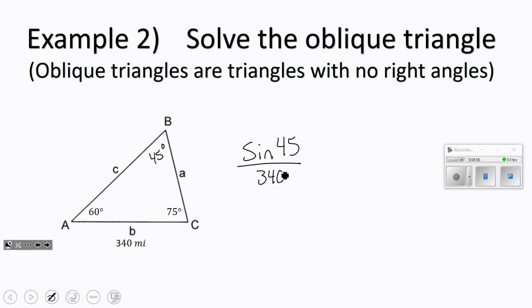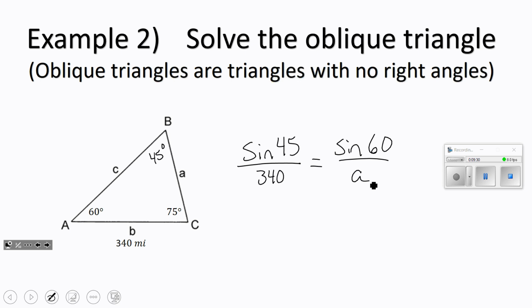340. Now, decide which piece you want to find. Do you want to find A or do you want to find C? Let's find A first. Let's go alphabetical. Okay, so what angle will we be using? 60. So what could I say? I could say that this is the sine of angle B over the opposite side of B is equal to the sine of 60 over A.